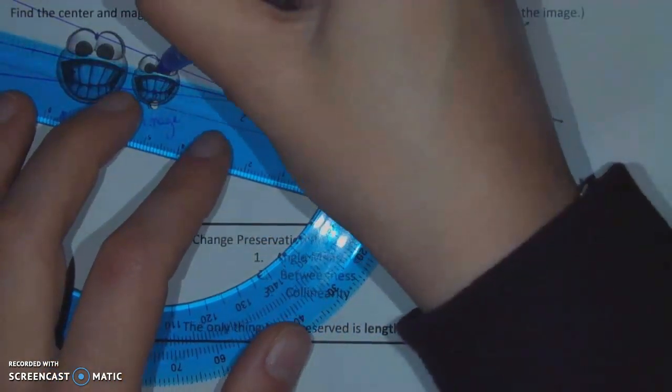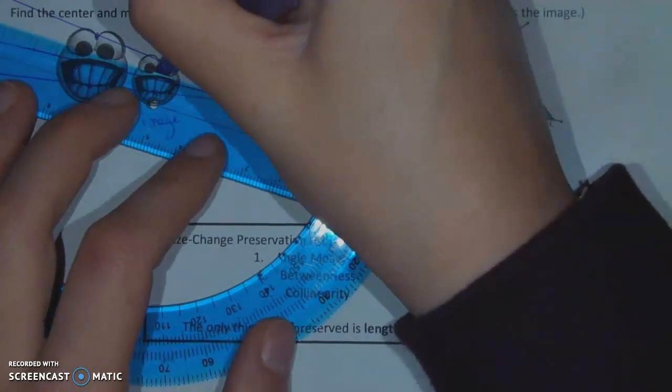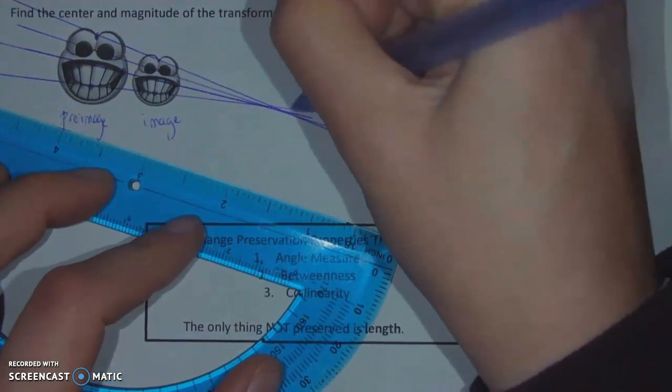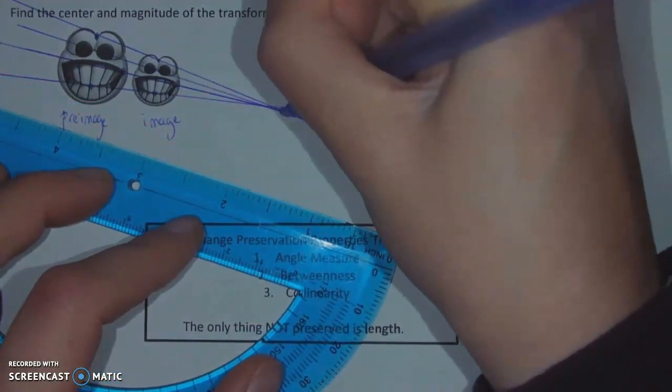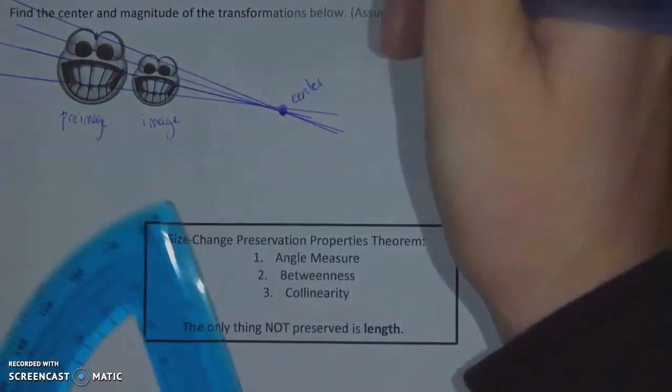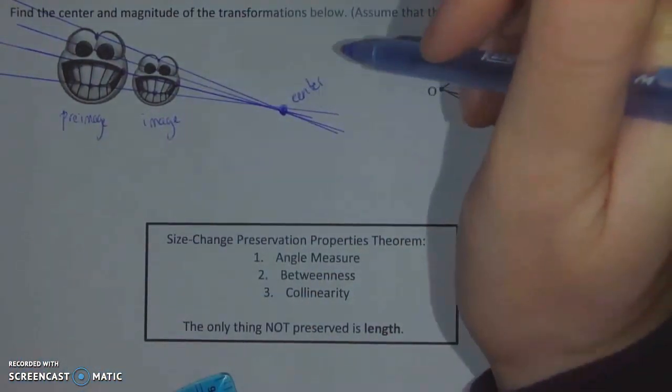The more points that you do this connection with, the more accurate your final answer will be, because you'll have more data to work with. And it looks like this about is my center. It's where all those points come together.